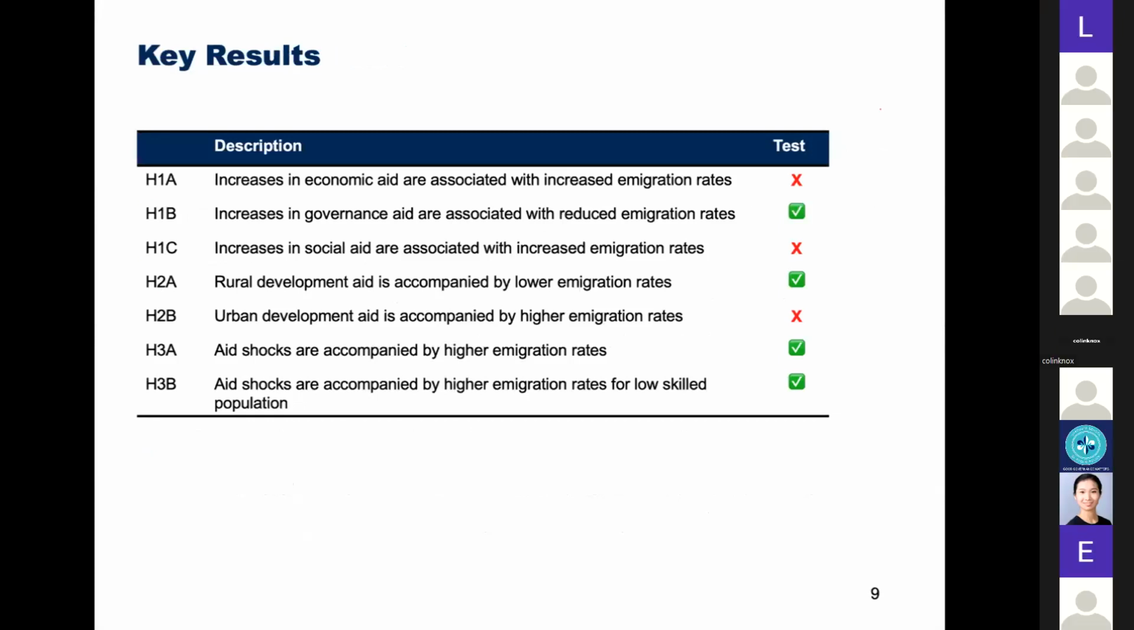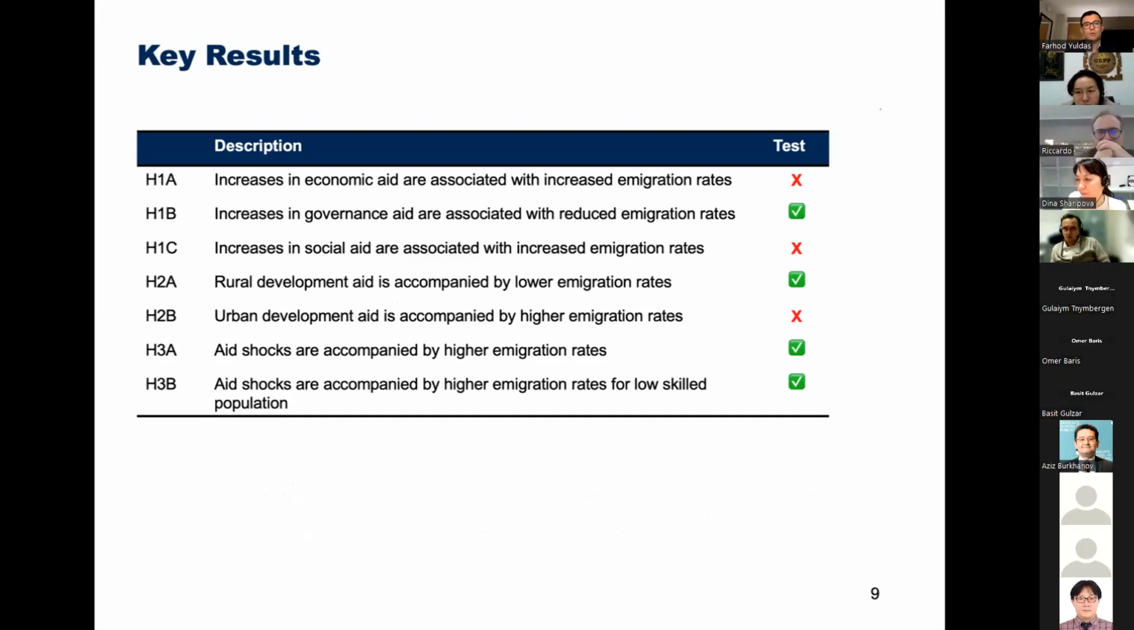So what we found was that our hypotheses in terms of economic and social aid contributing to increased immigration rates were not supported. However, we found that governance aid is associated with reduced immigration rates. And this is consistent with some of the literature in aid effectiveness that argues that when aid projects focus on improving government as well as civil society, it could have some stabilizing effects on both the economy as well as the movement of people moving abroad.